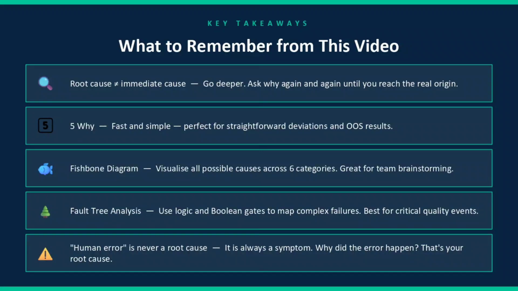Number 4. Fault tree analysis is for complex, high-risk failures. Use Boolean logic to map all pathways. This is what serious investigators use. And number 5, this one is the most important. Human error is never a root cause. It is always a symptom. Every time you are tempted to write human error, ask yourself one more why. Why did the human make that error? That answer, that is your root cause.